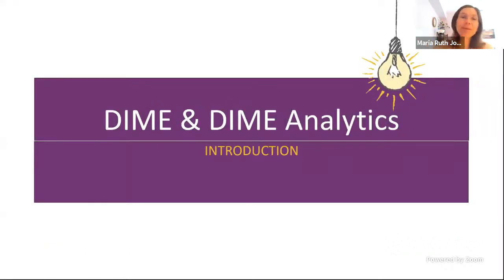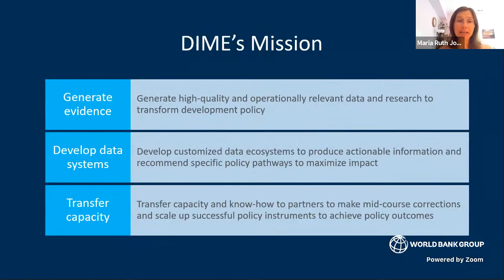Okay, so with that as a bit of a brief introduction as to who's in the room, let me tell you more about who's putting on this course. So DIME is the Development Impact Evaluation Department at the World Bank. And our mission is to generate evidence, generating high quality and operationally relevant data and research in order to transform development policy. So we work closely with our government counterparts and other multilateral development organizations to provide customized information and data ecosystems in order to be able to produce actionable information and recommend specific policy pathways to maximize impact.